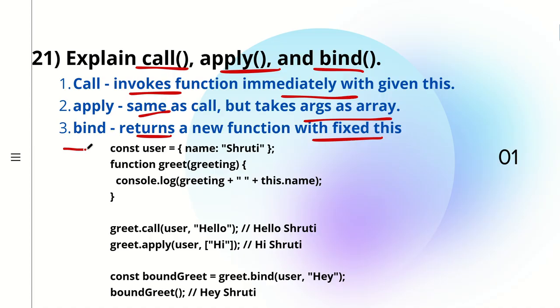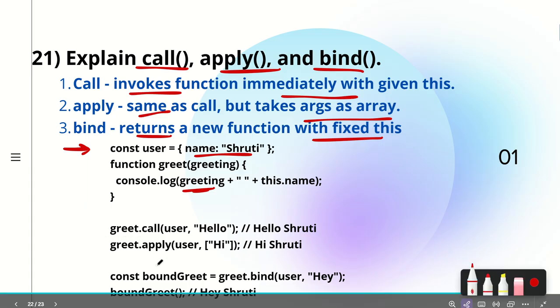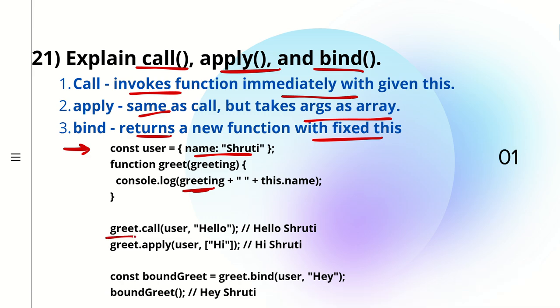We have one object, user, which has a property name Shruti, and then we have a function greet, with console.log greeting and this.name. Now call, apply and bind are used to borrow the function. We are borrowing the function greet that we want to use. But from which context do we want to use greet? So how do we want to use it?